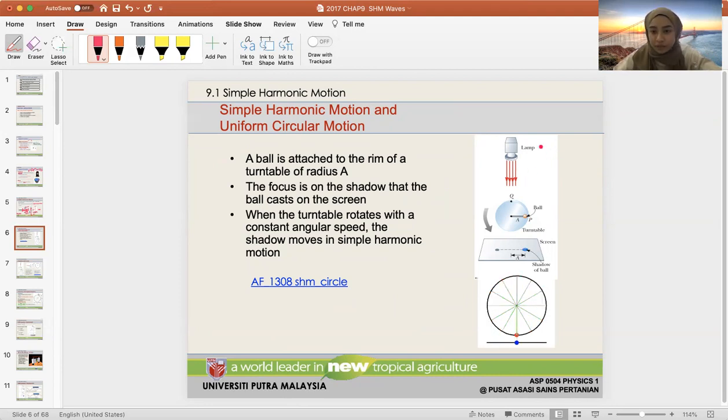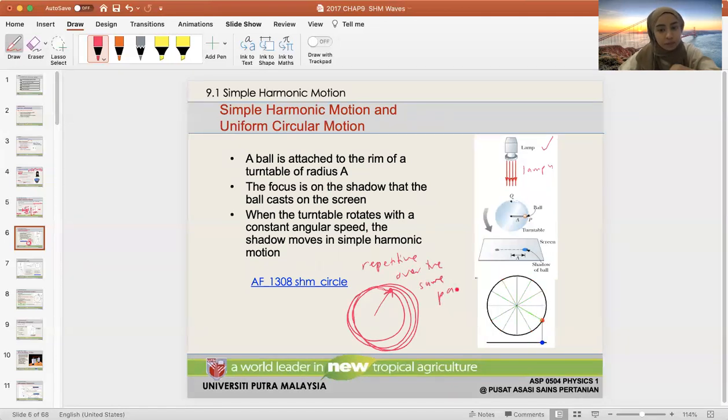Okay, so we have a lamp here, right? So ni lampu, lampu punya light. So this is the oscillation. When the turntable rotates with a constant angular speed, the shadow moves in a simple harmonic motion. Okay, so for a clock, since it rotates from here to here, here to here, it is repetitive over the same path. That is also simple harmonic motion.